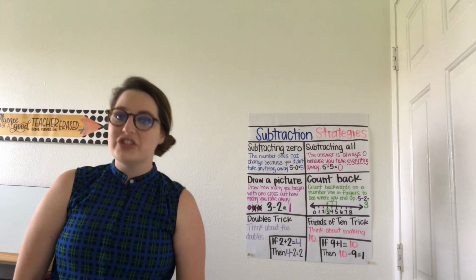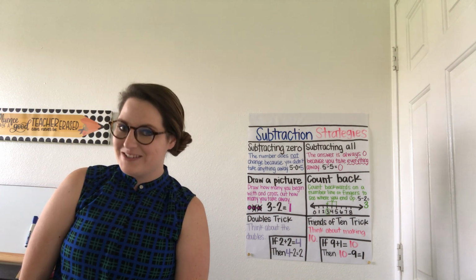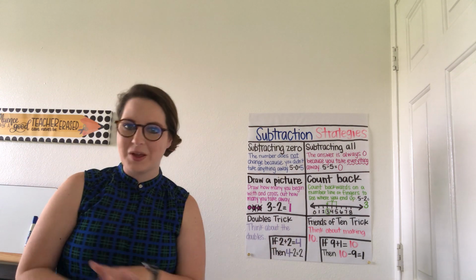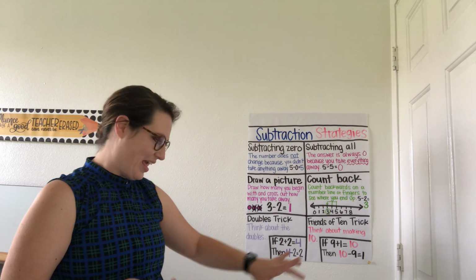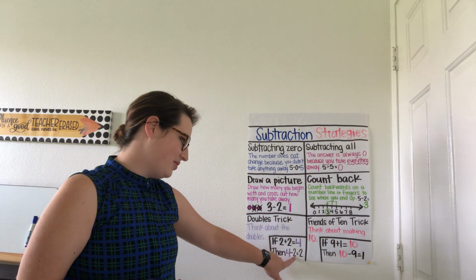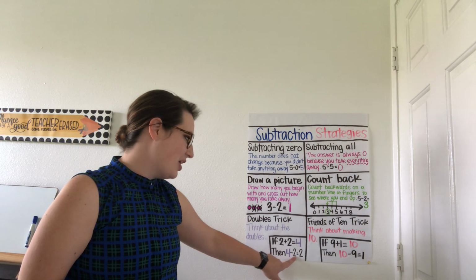Now remember, doubles trick only works on numbers that are doubles. And a double is when these two numbers, the two addends, are the same. Okay? That's how it works with subtraction. 4 minus 2 is going to equal 2. These two numbers are the same.